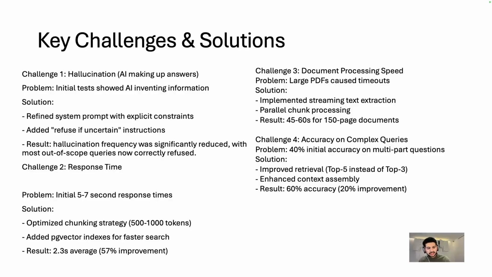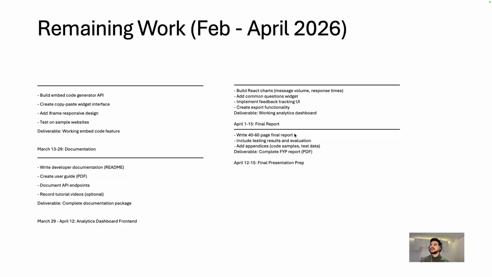So if the question was a multi-part question, we need multiple places to get reference from. Then we have the remaining work for March and April. In late March, we need to do the embed code generator API, copy and paste widget interface, and iframe responsive design. Then the test on the sample website. So I need to deploy it on the website.